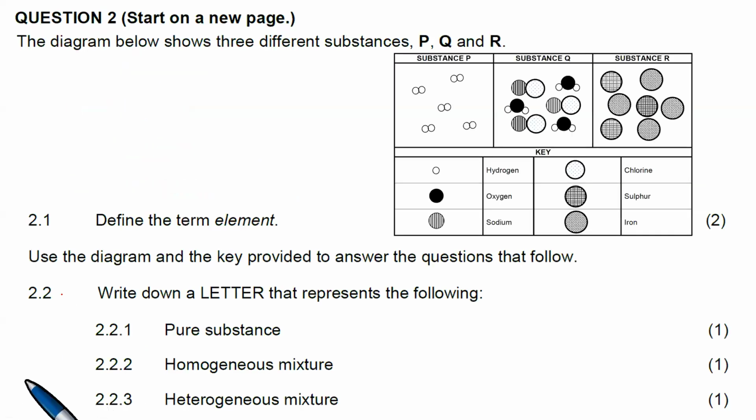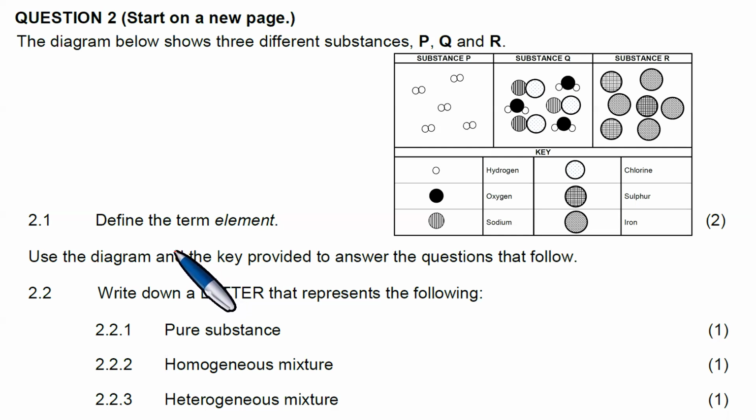Let's move on. Question 2 is about substances P, Q, and R. Let's take a look at these. You have hydrogen, oxygen, sodium, chlorine, sulfur, iron. The diagram below shows 3 different substances, P, Q, and R. Define the term element. What is an element?